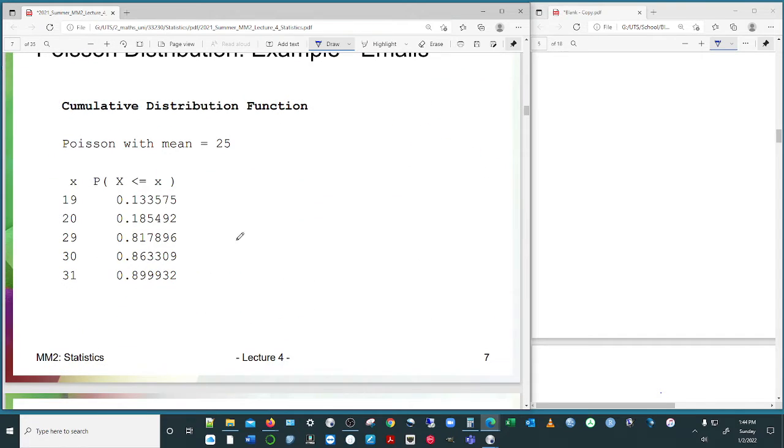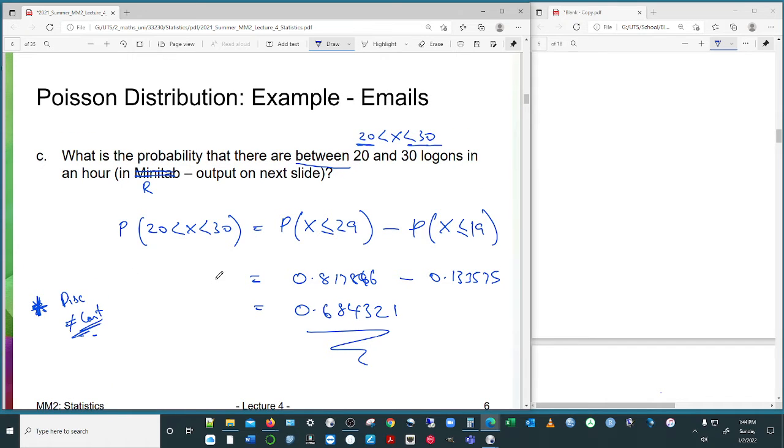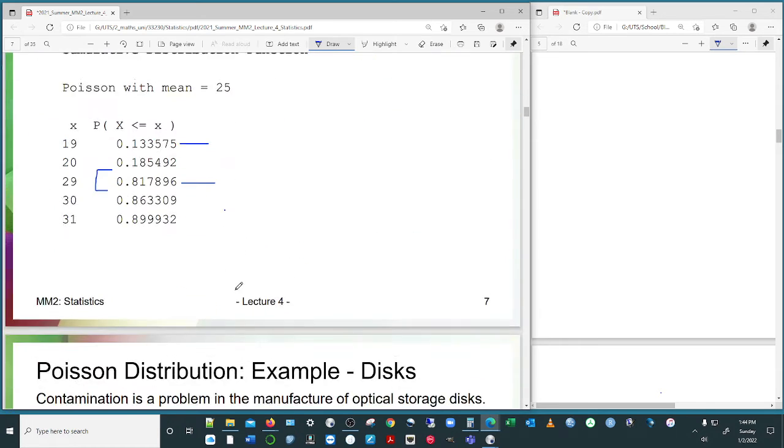Alright, so there's our distributions there, and we took into account the fact that we didn't want to include certain values, so we picked 29 and 19 to get the interval that was effectively between 20 and 30. That was the effective interval that we looked at. So a little bit tricky, that example, so I'm pointing that out to you. Discrete and continuous are slightly different approaches for that type of question.